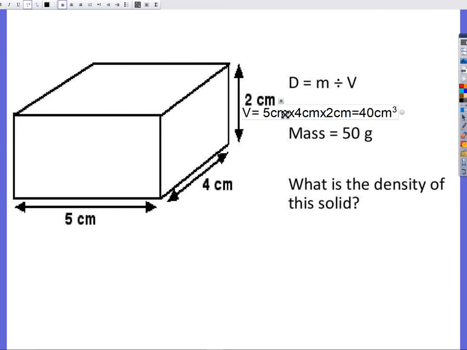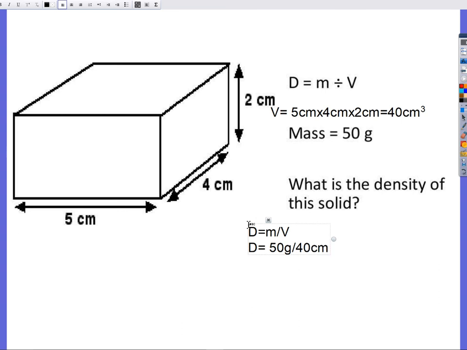And now that we have our volume, we also have our mass. It says it's 50 grams. Now we can calculate density. Density equals mass divided by volume. So density equals 50 grams divided by 40 centimeters cubed. And if you take 50 divided by 40, you should be getting 1.25. So density equals 1.25 grams per centimeter cubed.